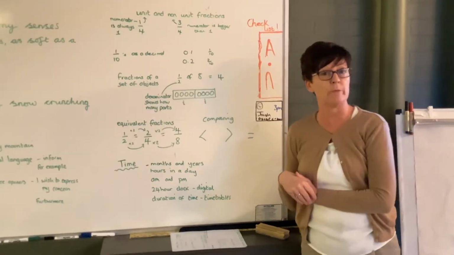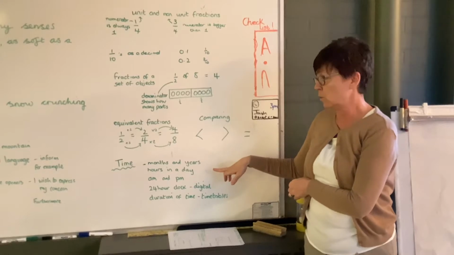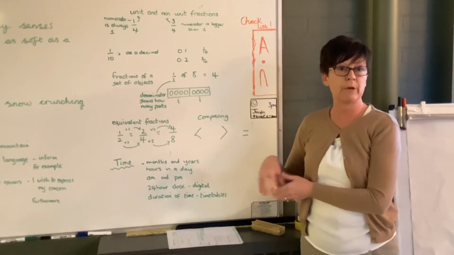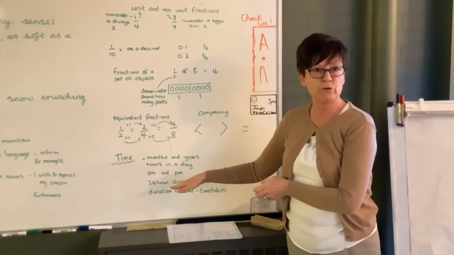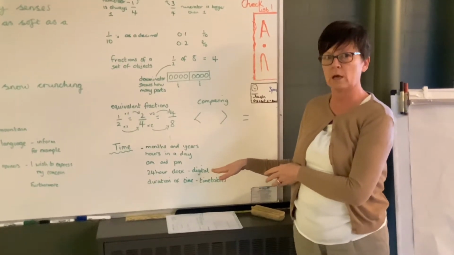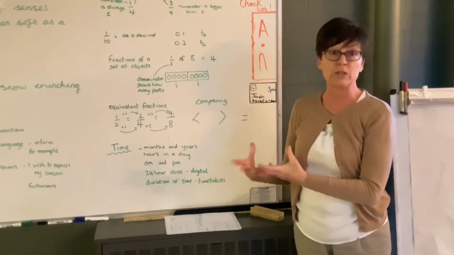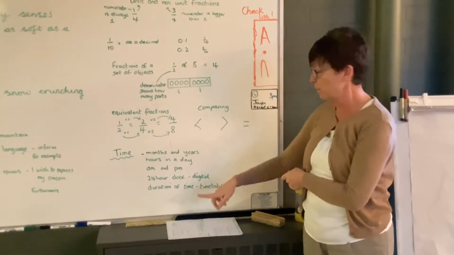We'll also look at time for the last couple of weeks of this half term. So we'll be looking at months and years, we'll be looking at hours in a day, and we'll also be looking at AM and PM clock. Obviously that will include then the 24-hour clock and possibly looking slightly at digital times. So if you wanted to show your children any digital devices, then that would be great to help them understand when they come to do it at school.